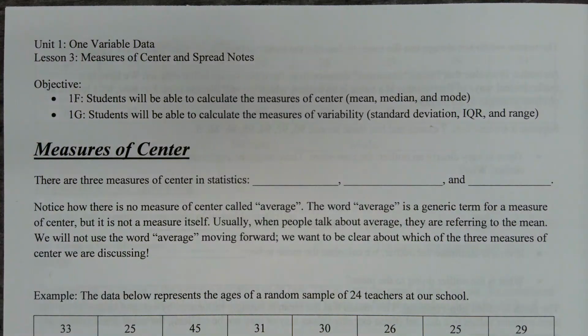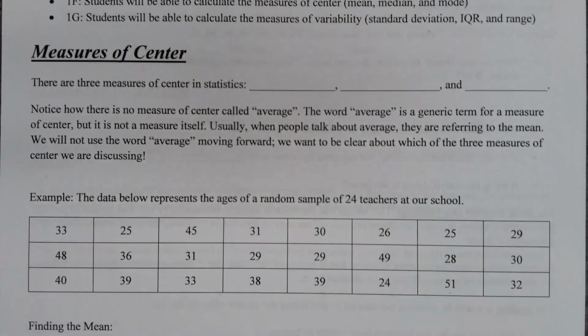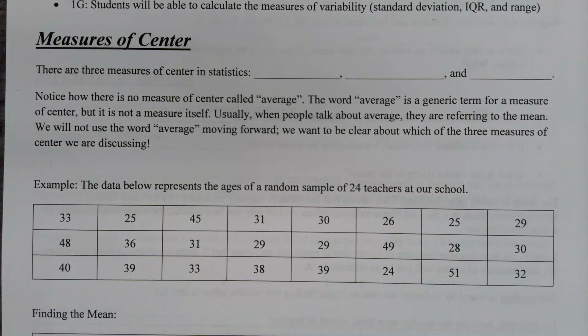Alrighty, so today we're going to be talking about measures of center and spread. You're going to be able to calculate the measure of center, and then you're also going to be calculating the measures of variability or the spread, how far everything varies, two different ways. So the first thing we take a look at is measures of center. There are three types of measures of center.